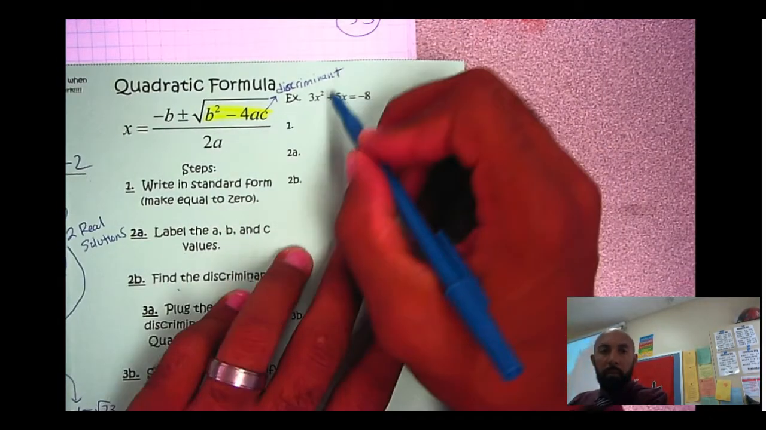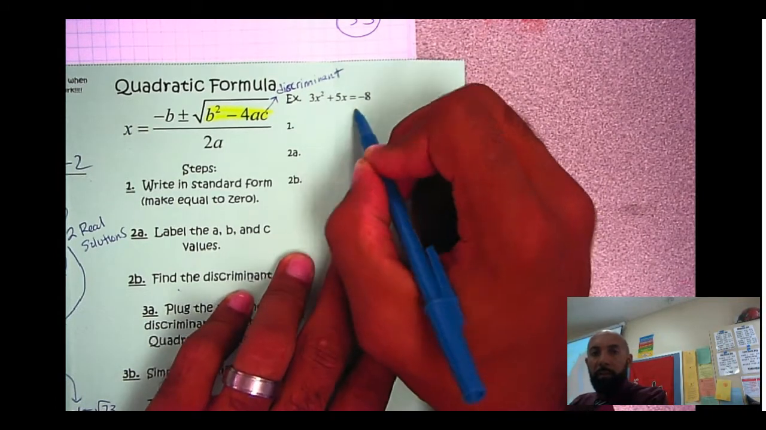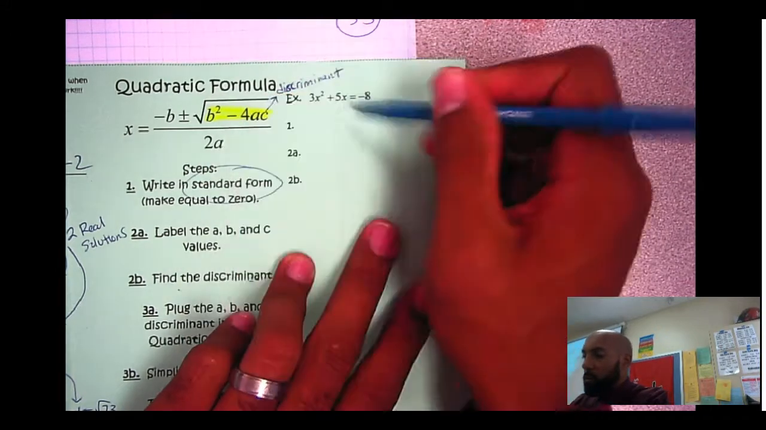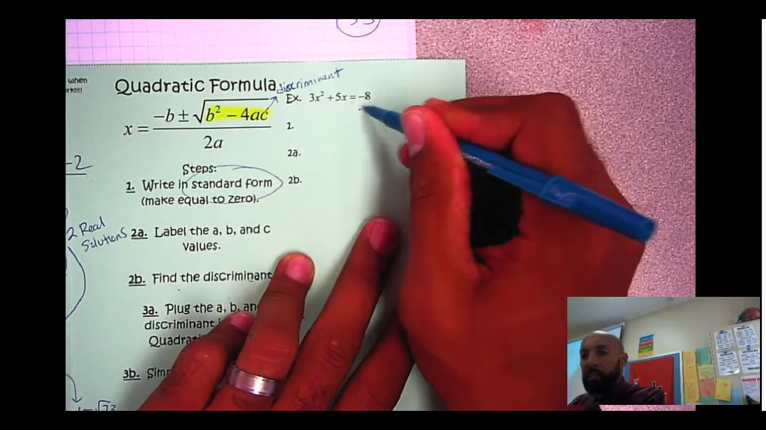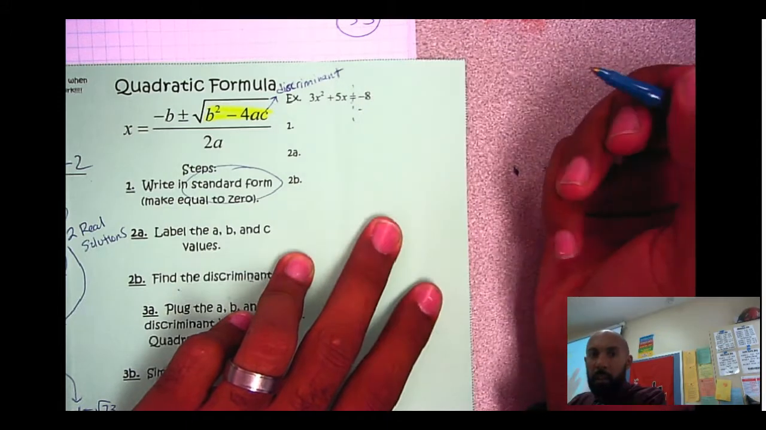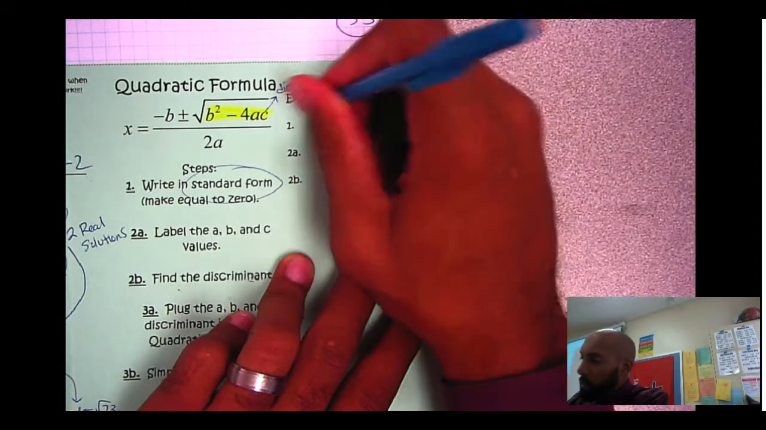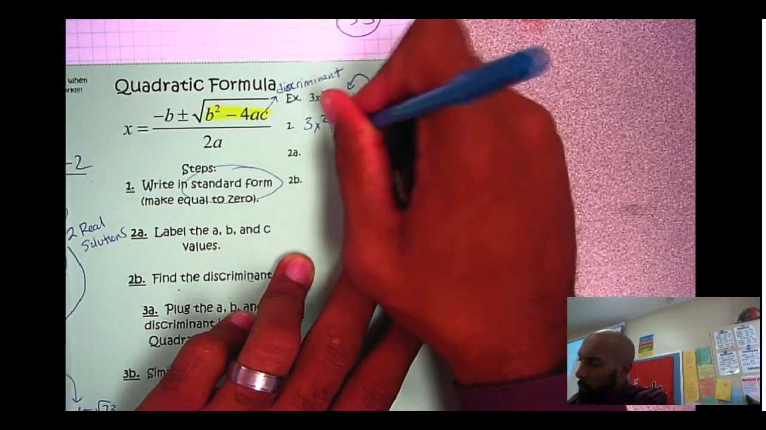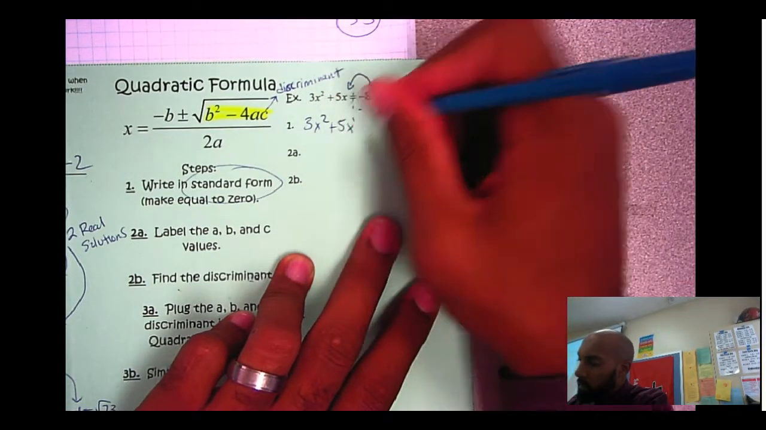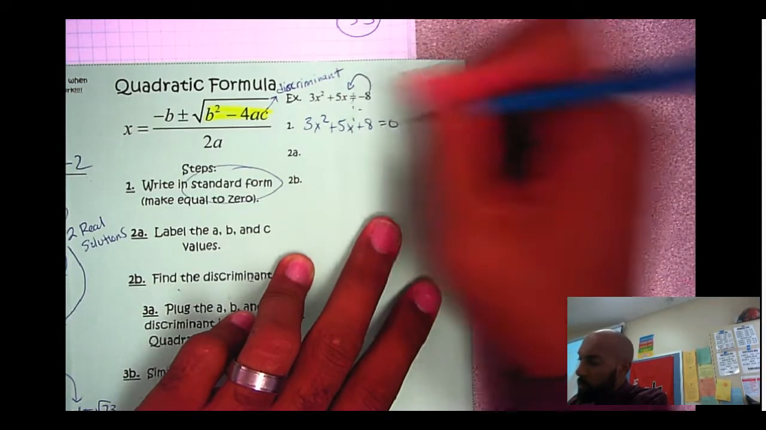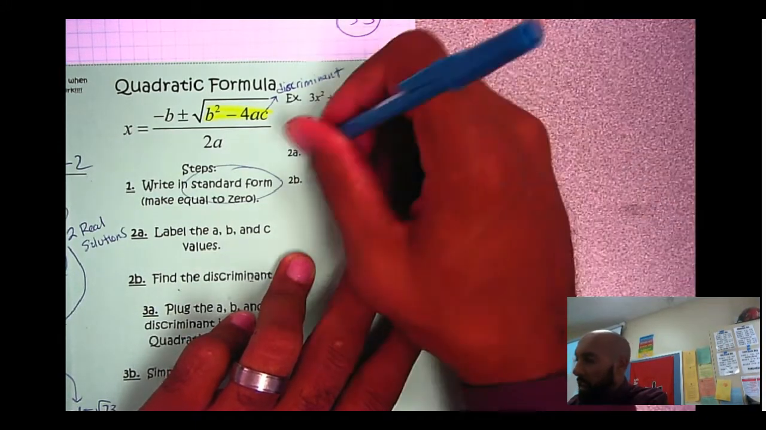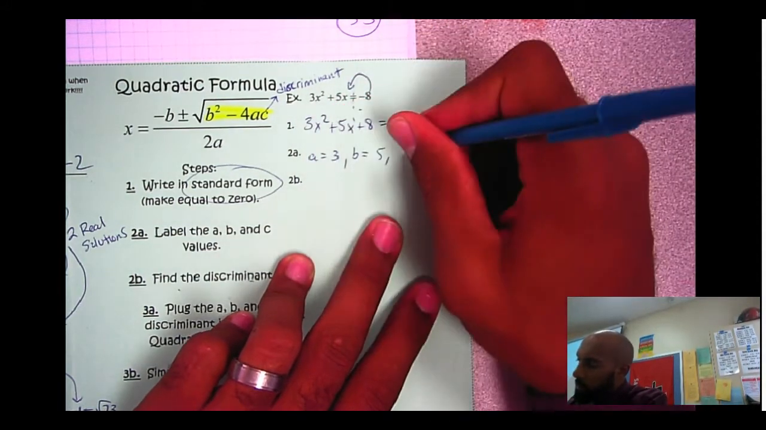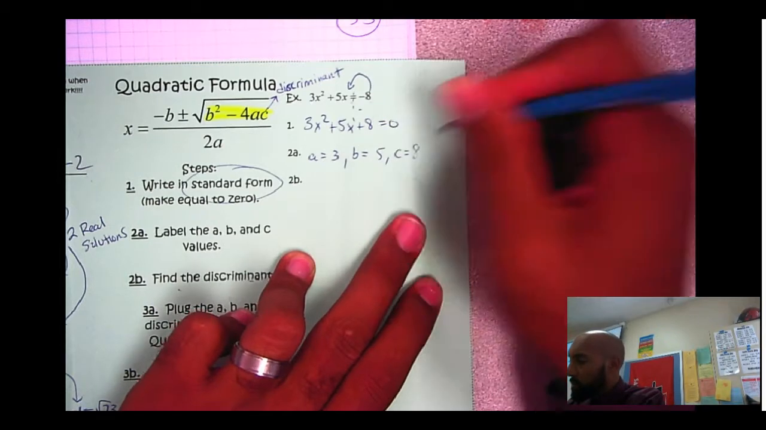Okay, so we have first 3x squared plus 5x equals -8. But remember the first step is put in standard form. This is not standard form because that -8 is on the other side of the equal sign. So what we want to do is move that over. So we got 3x squared. I'm going to move it over. Now if I move it over, remember it switches the sign. So now it's plus 8 equals 0. Okay, so our a is 3, our b is 5, our c is 8.